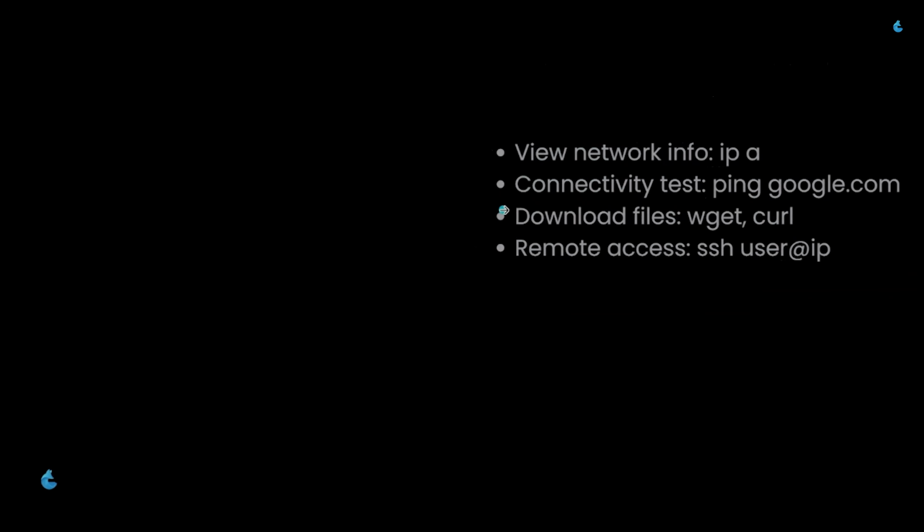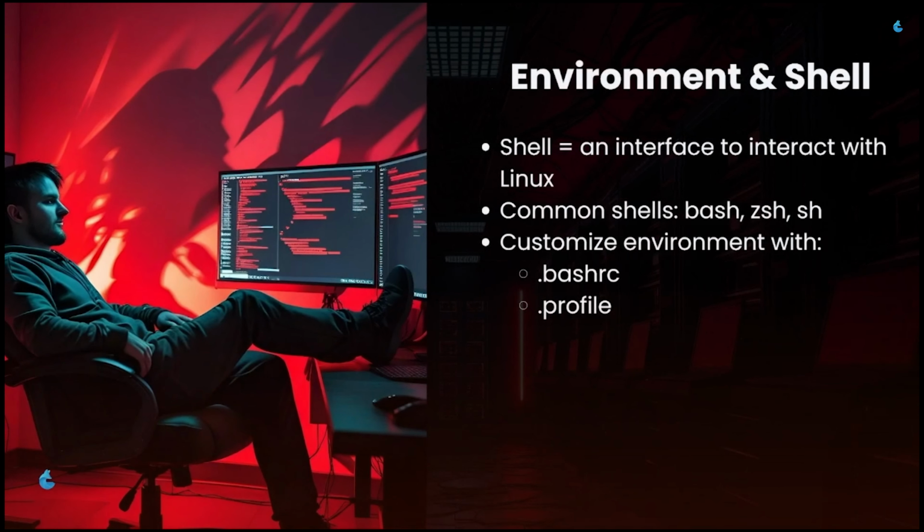And the final part is the Linux shell, right? The shell is the interface between you and the operating system. The most common shell is Bash, but there are others like Zsh or sh. And what makes a shell powerful is that it's customizable, right? You can tweak your environment by editing configuration files like .bashrc or .profile to set aliases, environment variables or even custom prompts. This gives you a highly personalized and efficient way to interact with Linux, turning a terminal into your own workspace, right?